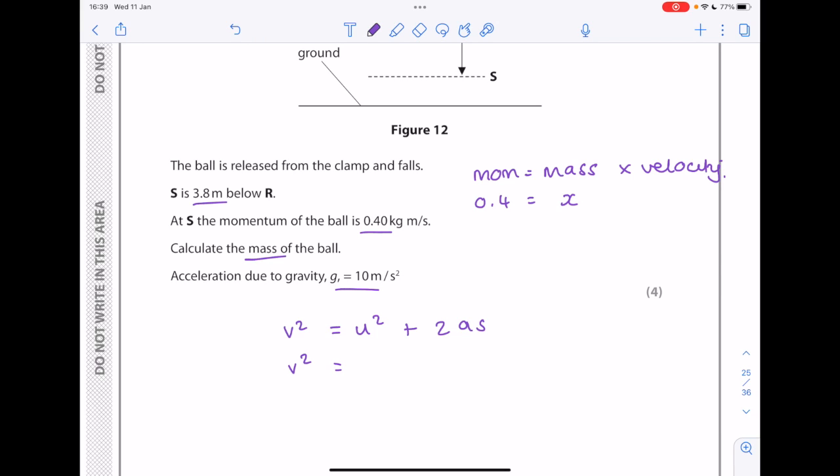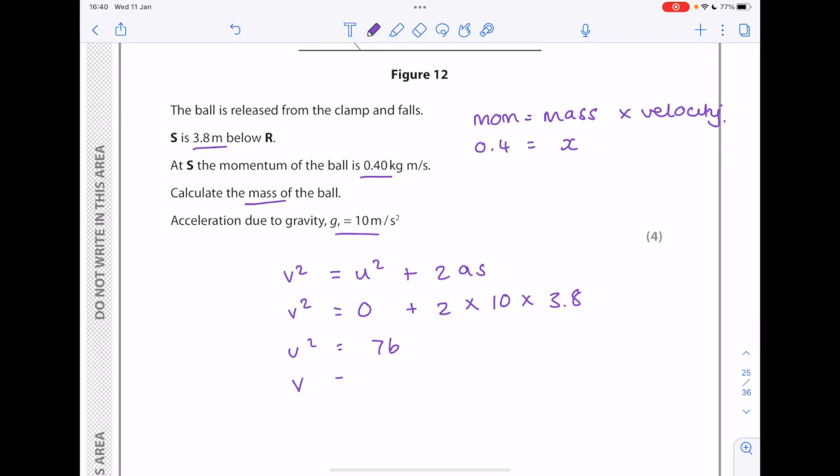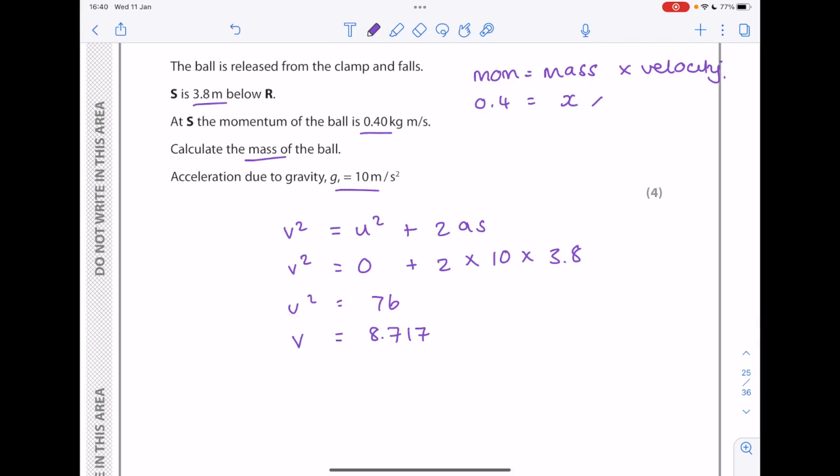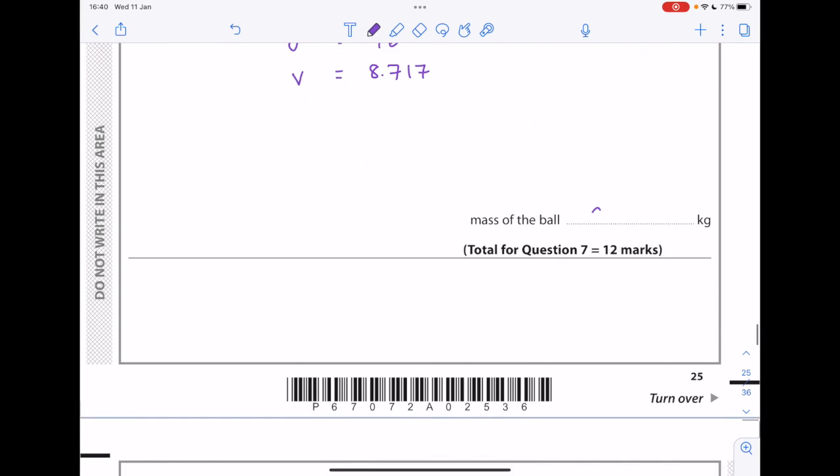U squared, we know that the ball is released from being still, so that's 0. The acceleration due to gravity, we've been told, is 10, and the distance is 3.8. So sort out that right-hand side to get v squared equals 76, meaning that v must be 8.717. And now we can pop that up here to find the value of x. Divide both sides by 8.717. So the mass of the ball is actually 0.046, to two significant figures.